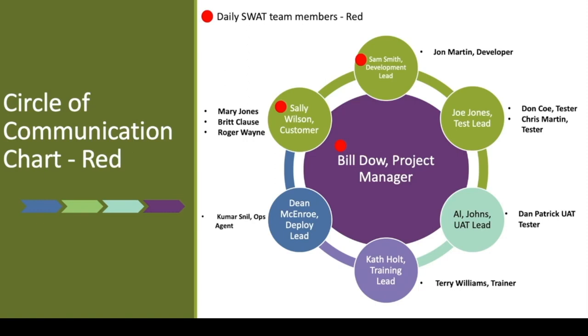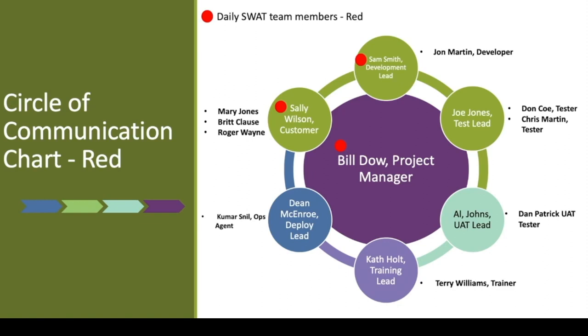So what we've done here is we've taken this red condition and applied it to the circle of communications. Now we know exactly who needs to be involved in this daily SWOT analysis. Not everyone has to be involved, and it depends on where we are in the project. You may not need to bring in the training lead when the project goes to red at the very beginning, or in the very early stages. So this circle of communication chart with a red condition allows you to very quickly pull together the right people to solve this.